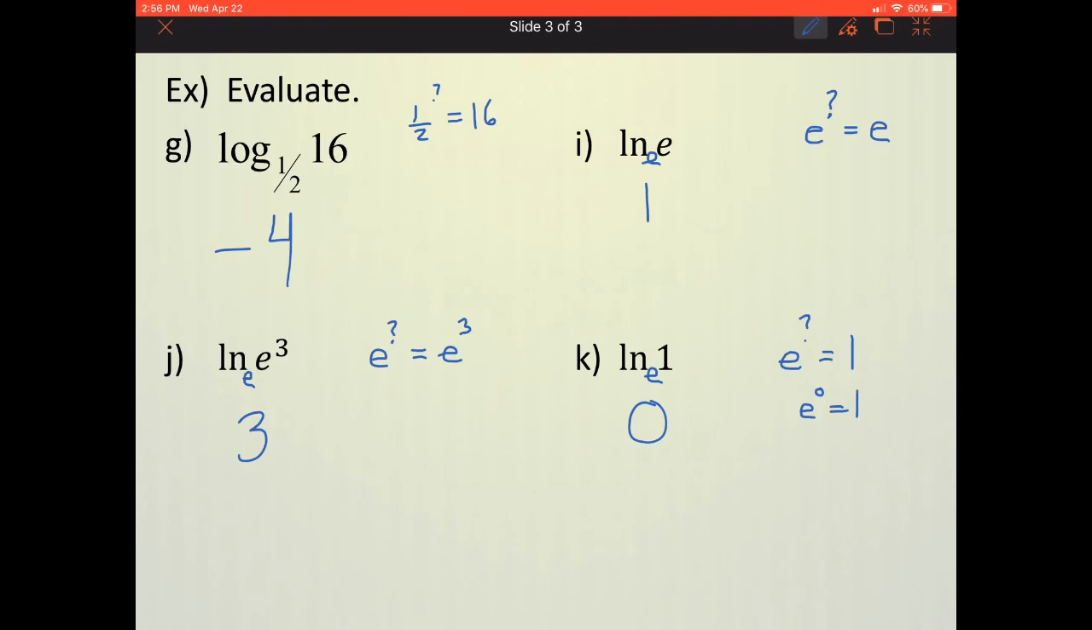And really, we could have had log with base 10 of 1. And my answer is still 0, right? 10 to the 0 power equals 1. I could have log with any base. Log base 7 of 1 still equals 0, right? 7 to the 0 power equals 1. Anything to the 0 power is 1.